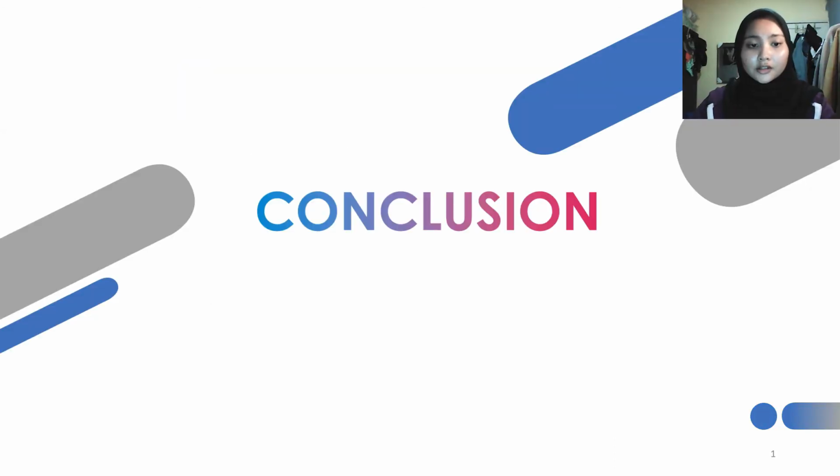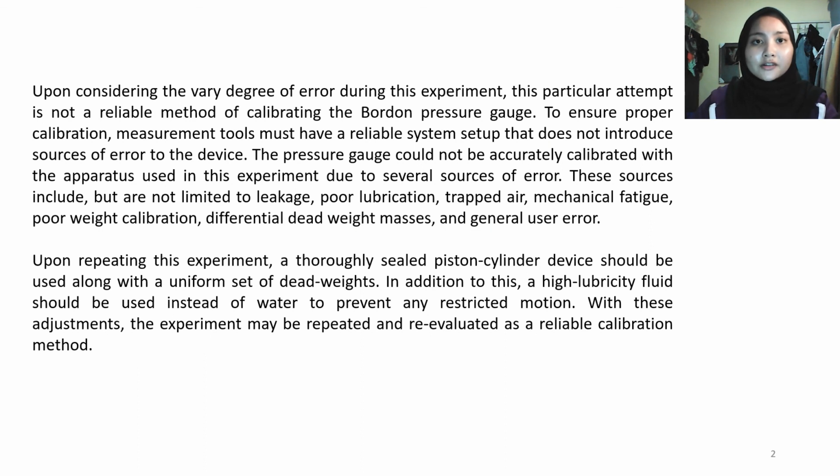So lastly, for the conclusion, upon considering the varied degree of error during this experiment, this particular attempt is not a reliable method for calibrating the Bourdon pressure gauge. To ensure proper calibration, measurement tools must have a reliable system setup that does not introduce sources of error to the device. The pressure gauge could not be accurately calibrated with the apparatus used in the experiment due to several sources of error. These sources include but are not limited to leakage, poor lubrication, trapped air, mechanical fatigue, poor weight calibration, differential dead weight masses, and general user error.